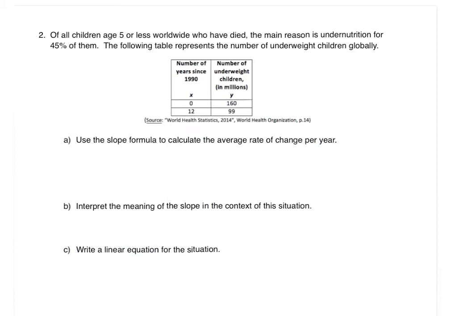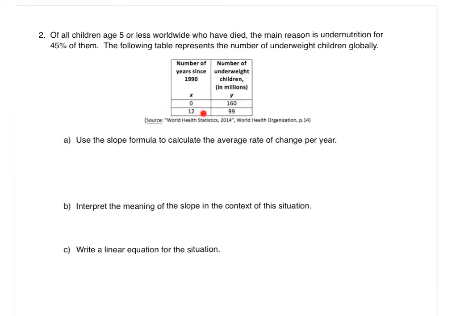Of all children aged 5 or less worldwide who have died, the main reason is due to malnutrition for 45% of them. The following table represents the number of underweight children globally. So in this case, x is the number of years since 1990. So an x value of 0 corresponds with the year 1990. So in 1990, the number of underweight children in the world was 160 million, because it says it's in millions. So in 1990, there were 160 million children around the world that were malnourished or underweight.